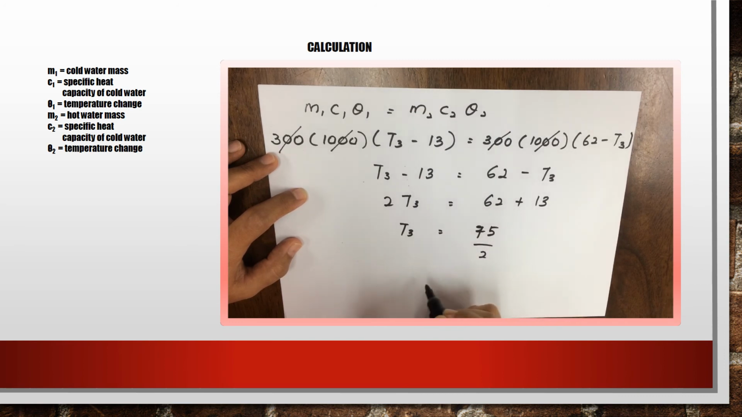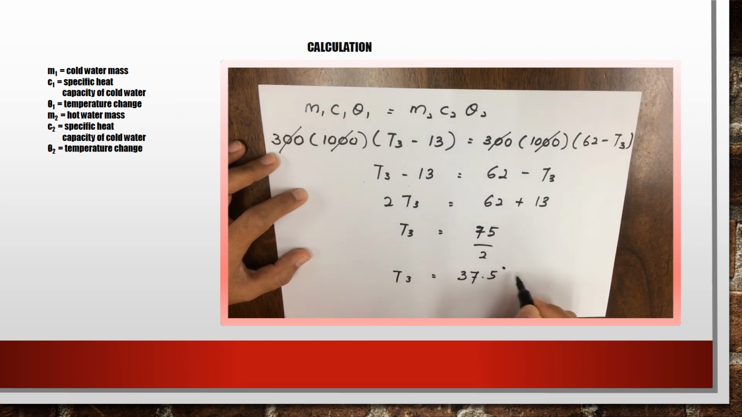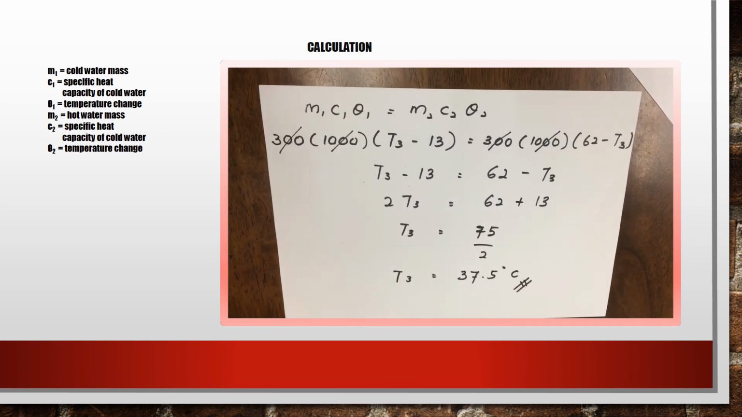Compared to the experiment done before, the thermometer reading is 38 degrees Celsius for the final temperature. Why is there a difference between the values? Let's think and share your answer.